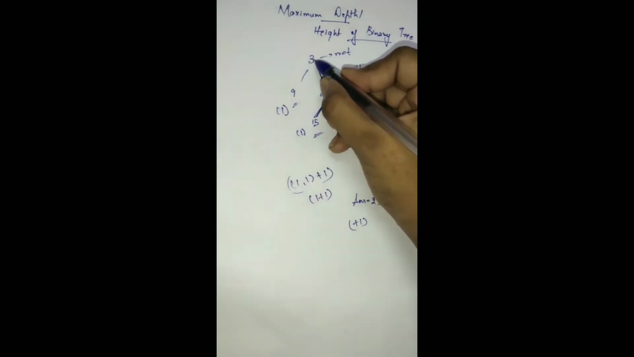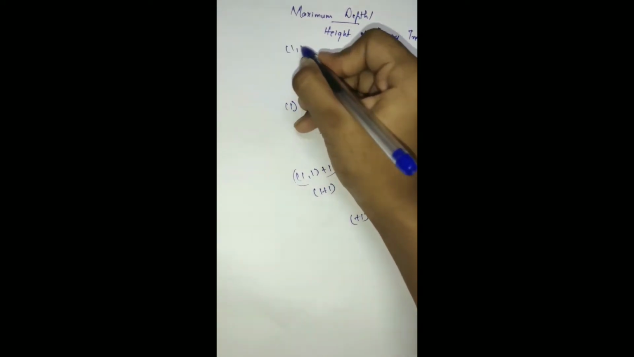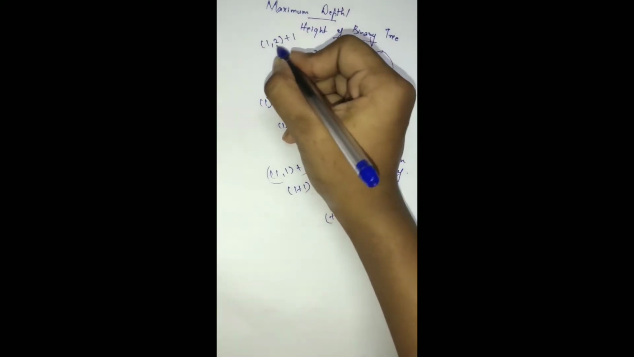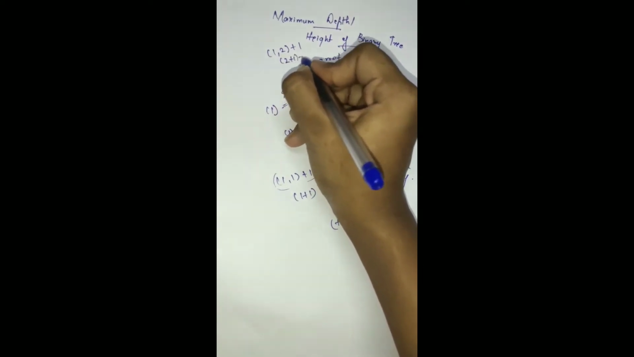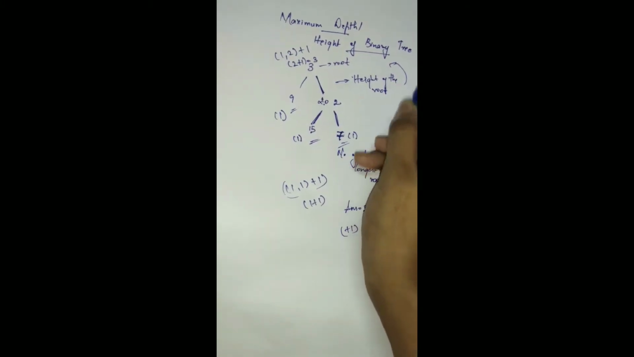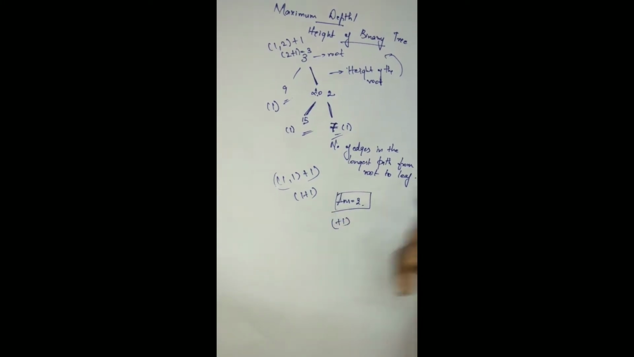And for 3, we are going to find the maximum of 1 comma 2, plus we are going to include that root node also, so plus 1. The maximum is 2, so 2 plus 1 will be equal to 3. So the height of the root node is 3. So what is the height of the binary tree? It is 3. So we get the answer as 3.